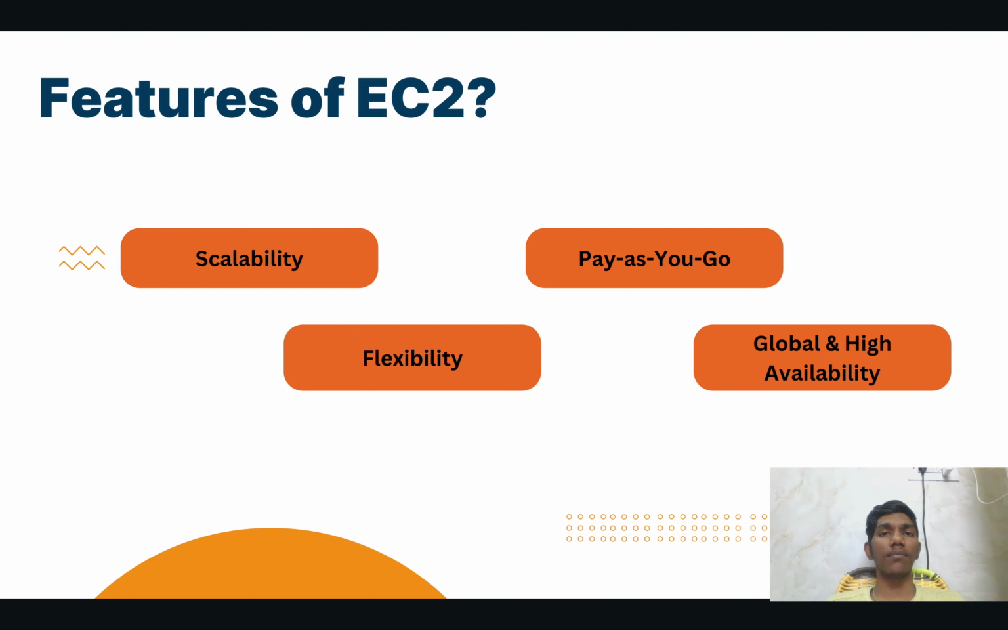Global and high availability. EC2 runs on different availability zones and global zones. If one of the zones fails, then it will shift to another available zone or region and ensure that there is zero downtime for your application, which is very important for any application.